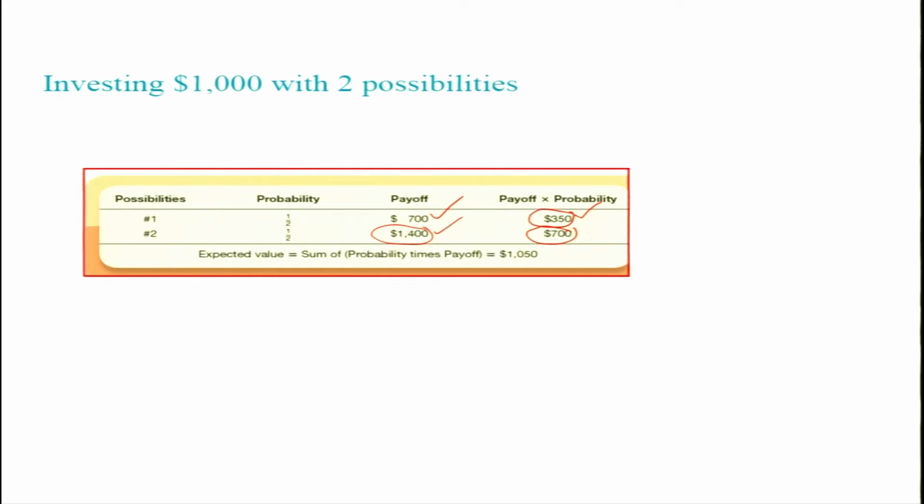Now we need to calculate the expected value of the investment. It is straightforward: the expected value is the sum of the probability times the payoff. That means this plus this, and when summing you will get 1050. The expected value of this investment is 1050.